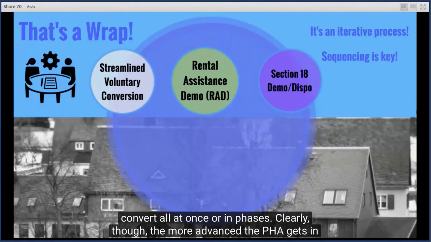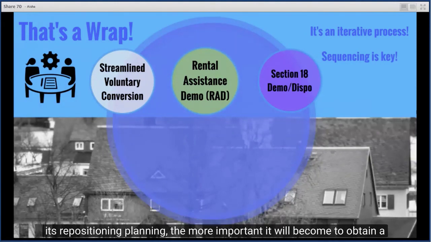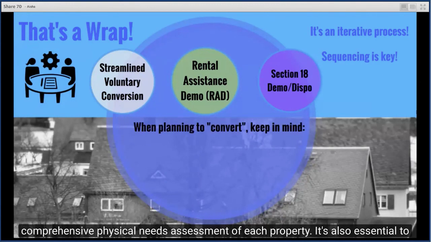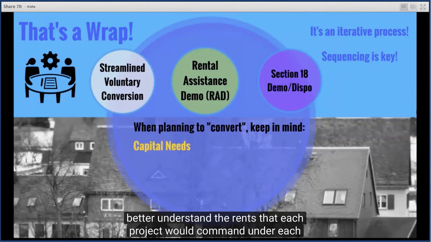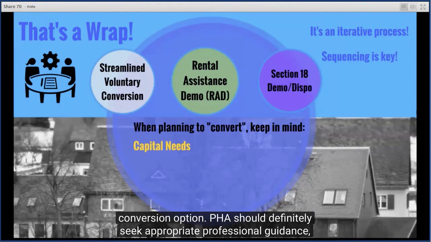Clearly, though, the more advanced the PHA gets in its repositioning planning, the more important it will become to obtain a comprehensive physical needs assessment of each property. It's also essential to better understand the rents that each project would command under each conversion option. PHAs should definitely seek appropriate professional guidance where needed.